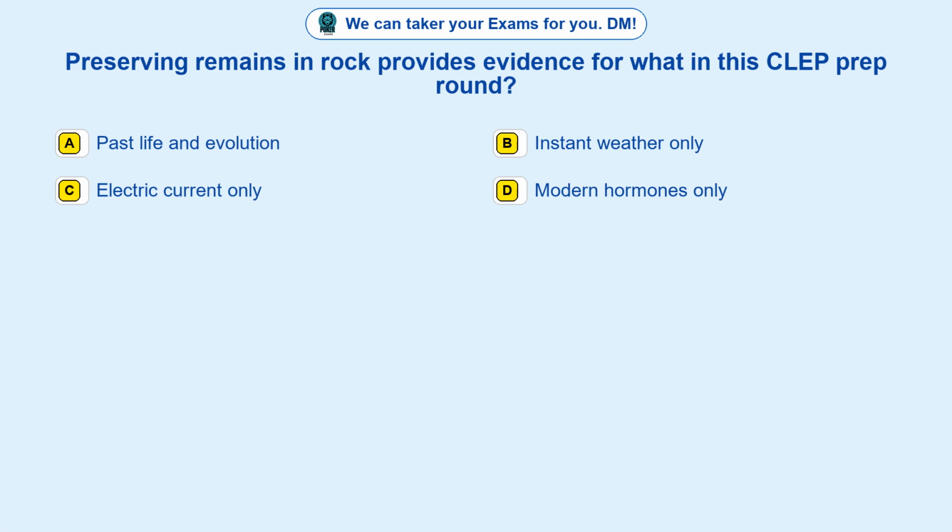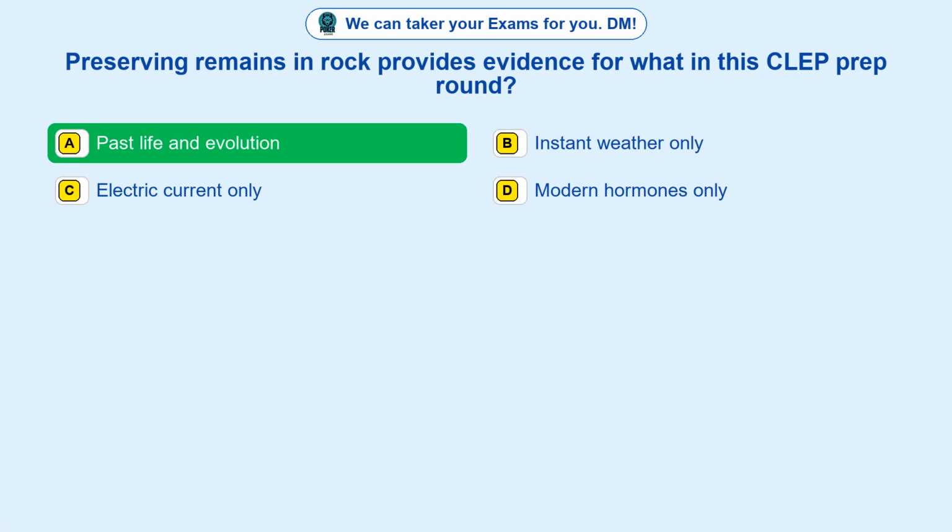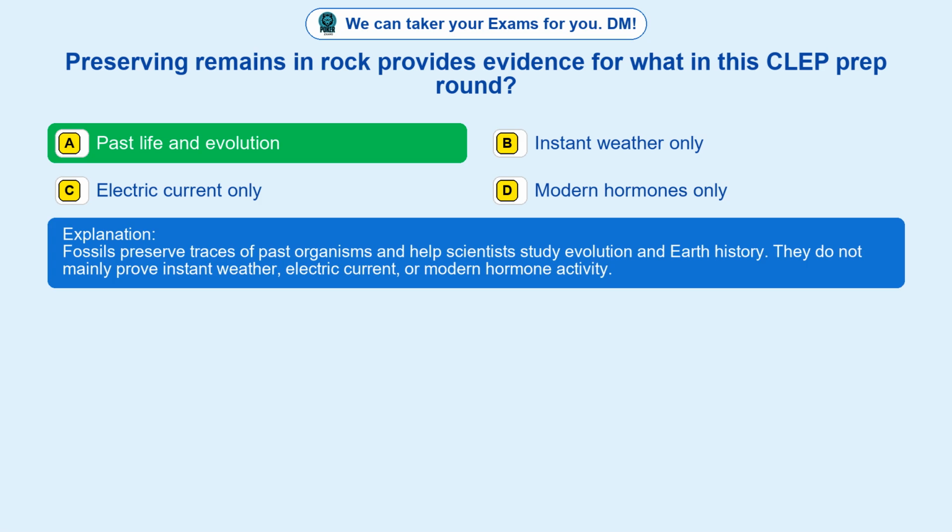Question 95. Preserving remains in rock provides evidence for what in the CLEP prep round? Option A, past life and evolution. Option B, instant weather only. Option C, electric current only. Option D, modern hormones only. The correct answer is option A. Past life and evolution. Fossils preserve traces of past organisms and help scientists study evolution and Earth history. They do not mainly prove instant weather, electric current, or modern hormone activity.